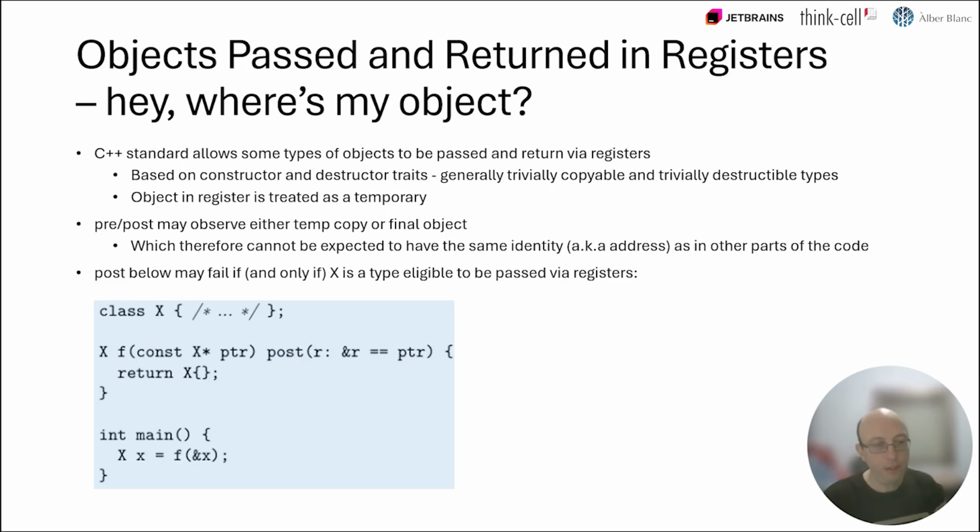However, this postcondition is not guaranteed to pass. In fact, it may or may not evaluate as true, because that returned object may actually be passed via a register, in which case those are going to be two different addresses to different objects. It's not going to evaluate as true, and we're going to have a contract violation.